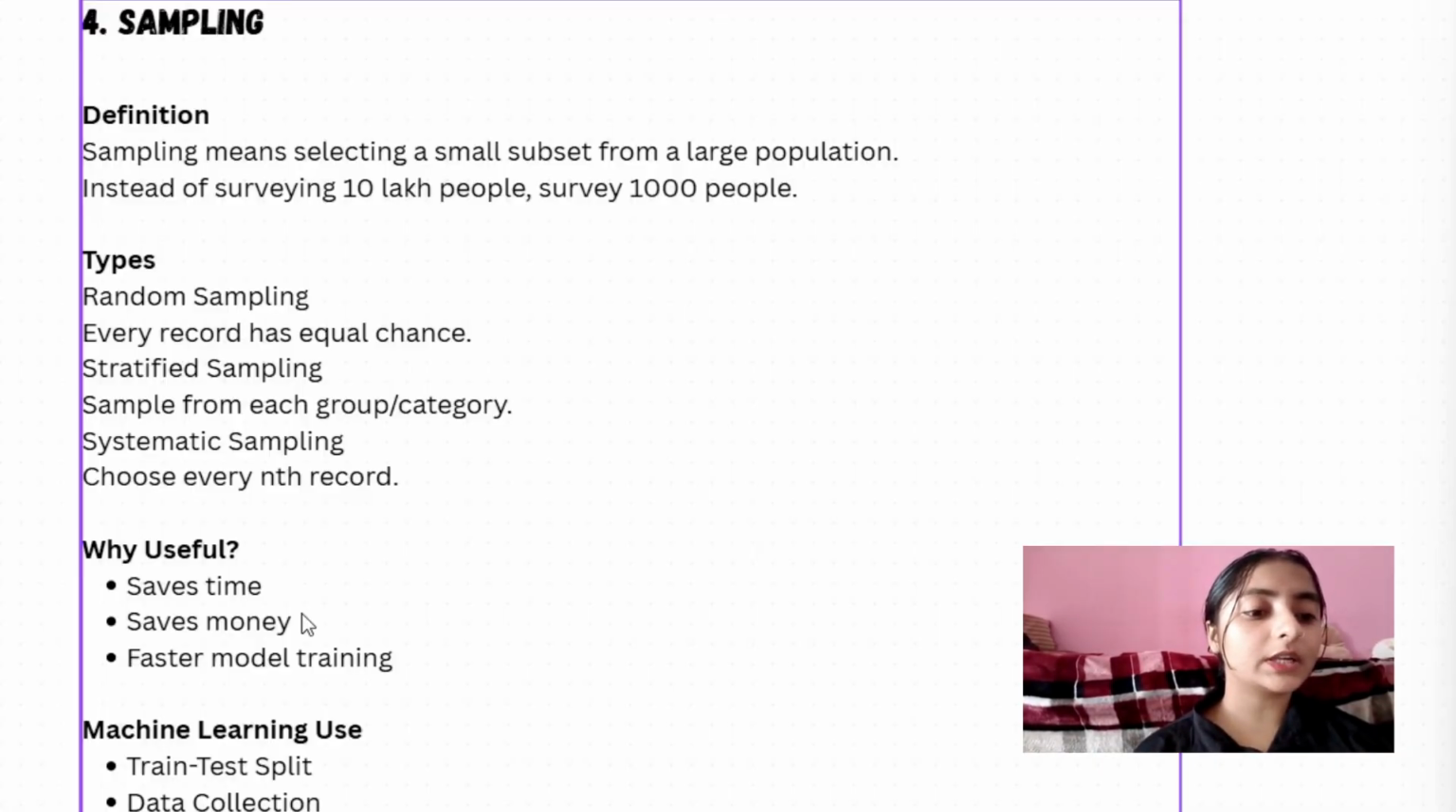So we select a small sample that represents the whole data set. Taking all 10 million records is practically impossible, because it is very large data. It takes a lot of time, requires more memory and more money, and the cost is very high. So we select small samples that represent the whole data. The benefits are that it saves time, saves money, and gives faster model training and easier data analysis. I hope you understand.